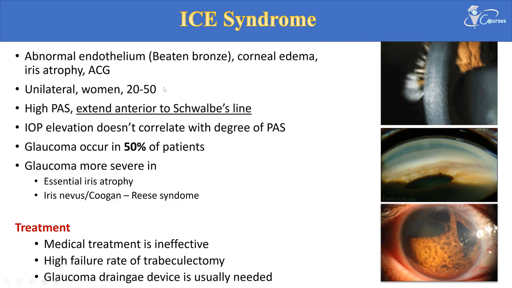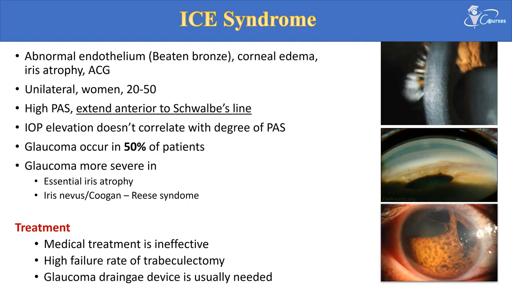So starting with the secondary angle closure glaucomas, one of them is the ICE syndrome. This is because of the abnormal endothelium which will creep over the angle and cause peripheral anterior synechia. The peripheral anterior synechia has a very important character here. It is a high peripheral anterior synechia. It extends anterior to Schwalbe's line. Very, very important and asked many times in the exams. Okay, it is high peripheral anterior synechia.